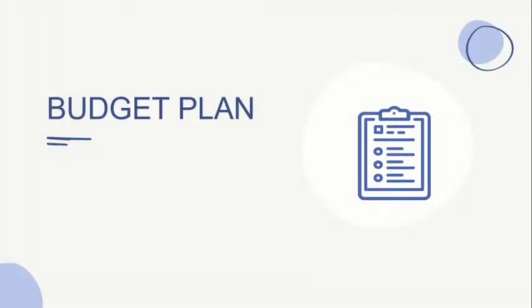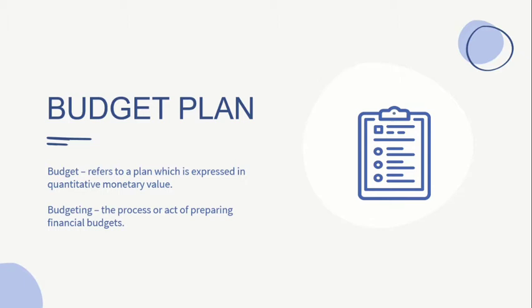So what is a budget plan? A budget plan is a plan derived from budgeting. So, a budget refers to a plan which is expressed in quantitative monetary values, whereas budgeting is the process or act of preparing financial budgets. Now, why do we need to make budget plans? What are the purposes of a budget plan?